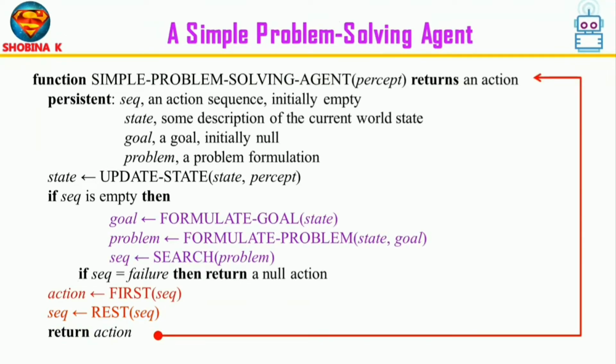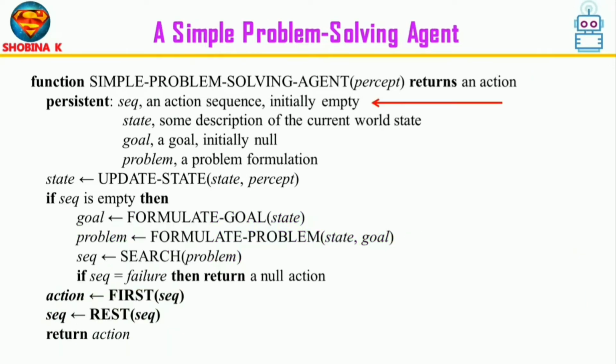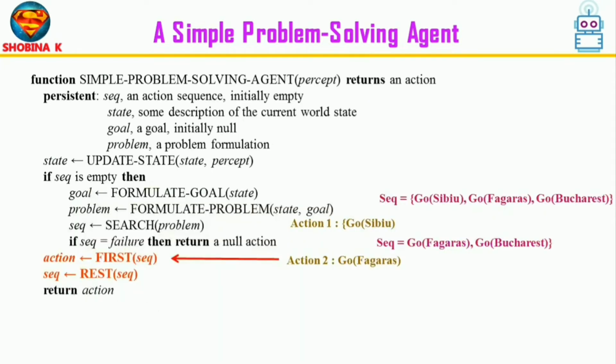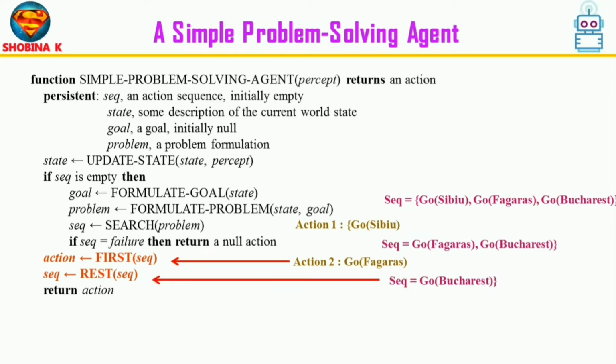Once this action is executed, we will again call this function, the problem solving agent, with a new percept, but this time the sequence will not be empty like before. Since we have 2 items, we will not go inside the if condition. Instead, we will come directly to the action where we take the first item from the sequence. The first item now in the sequence is go Fagaras. Now we will take the next item from the sequence for the next action, and then we take the rest of the sequence, which means the first item is left out and the rest will be go to Bucharest. That will be our new sequence.